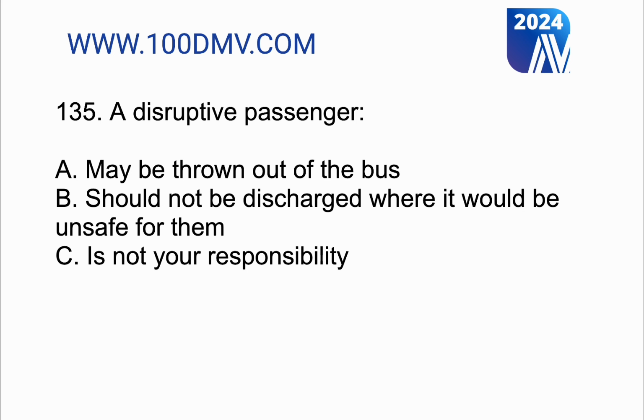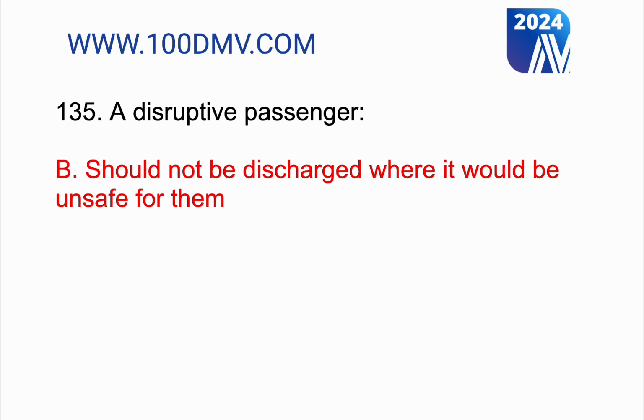135. A disruptive passenger, A, may be thrown out of the bus, B, should not be discharged where it would be unsafe for them, C, is not your responsibility. The correct answer is B, should not be discharged where it would be unsafe for them.